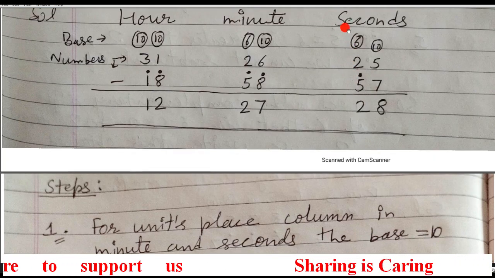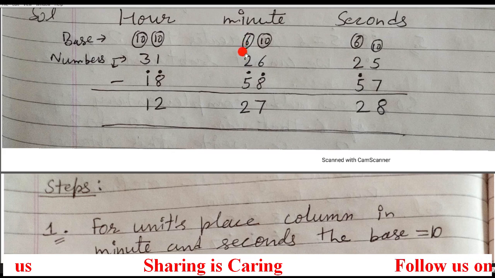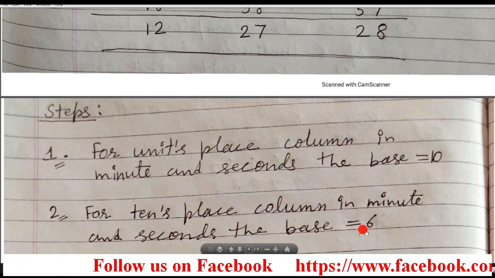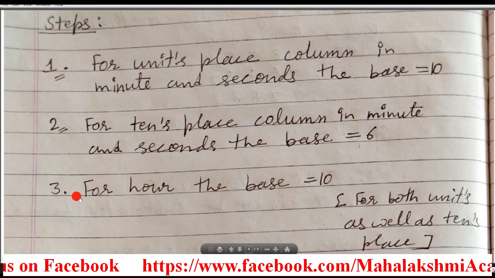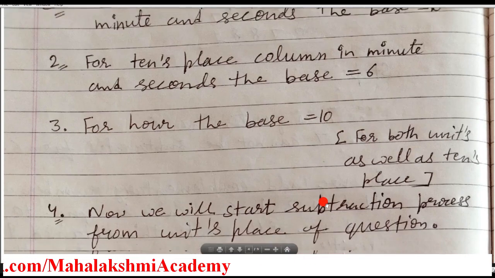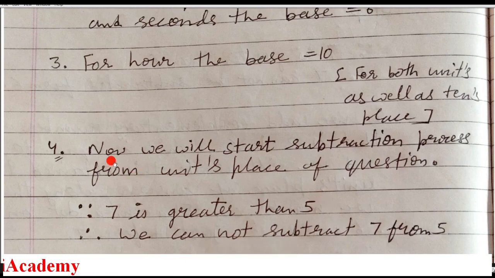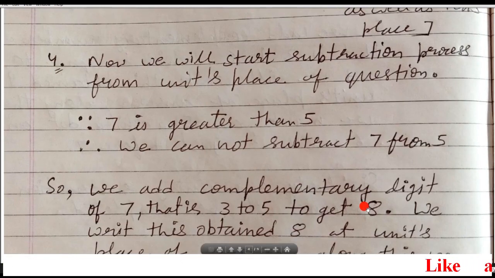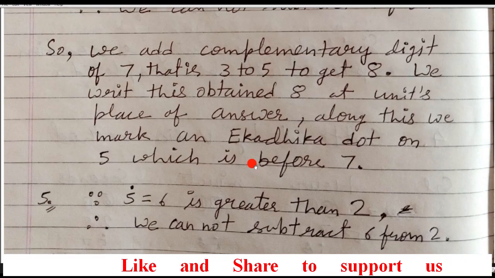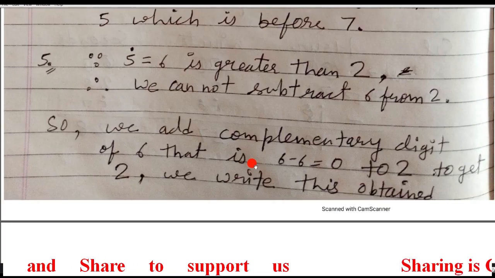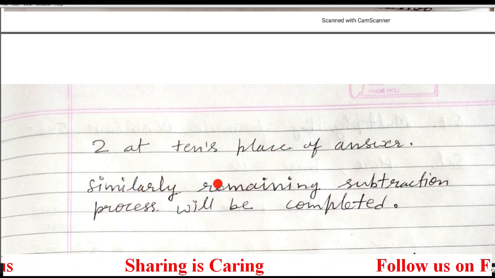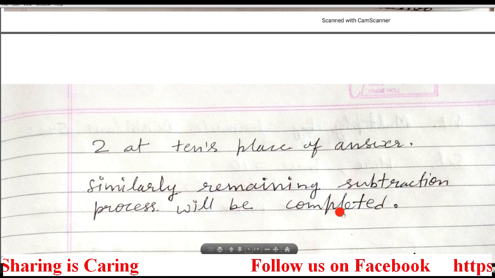Now for the tens place column in second and the tens place column in minute, the base is 6. So that you just write down. For the tens place column in minute and second, the base is 6. And for hour, the bases are 10 for both units as well as tens place. Then how we had subtracted, that you have to explain in your own language. So as I explained here, you can read it or you can write it down in your own language. So like this, question number 4 is completed, and after explaining one or two steps, write down. Similarly, the remaining subtraction portions will be completed. Thank you.